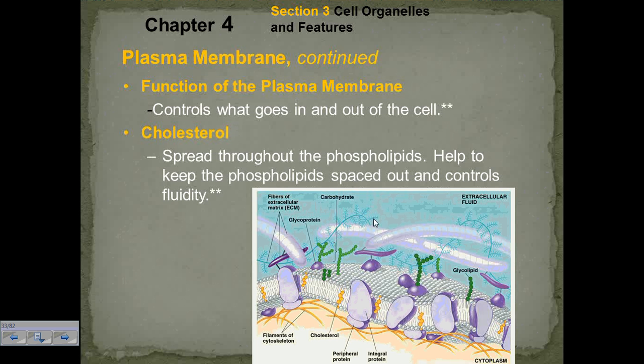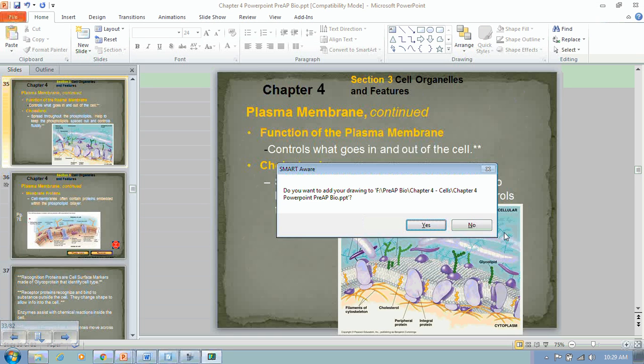This is the stuff that's going to help compose your cell membranes. This is going to control fluidity of the cell, meaning it spaces out those phospholipids enough to let things in and out of it. Also, it prevents the cells from freezing. Pretty cool. So as far as highlighting goes, keep the phospholipids spaced out, thereby controlling fluidity. I would also put somewhere in there, keeps cells from freezing. I'm going to add that in as well.